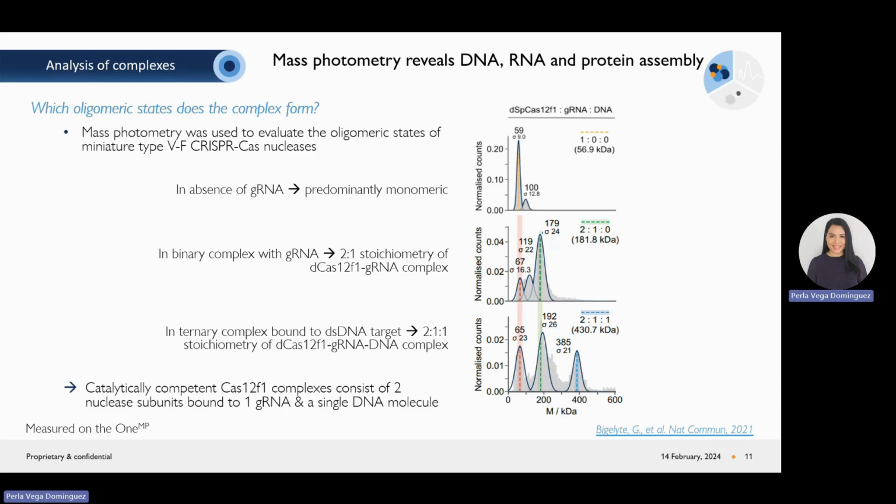And finally, by incorporating into the mix the target DNA sequence, the species that was detected, and that was the catalytically active one, corresponded to two nucleases bound to a guiding RNA molecule and acting on a double-stranded DNA target. So these types of assays, where the focus is on characterizing stoichiometries of complexes formed by different types of biomolecules, can quickly be done using mass photometry.